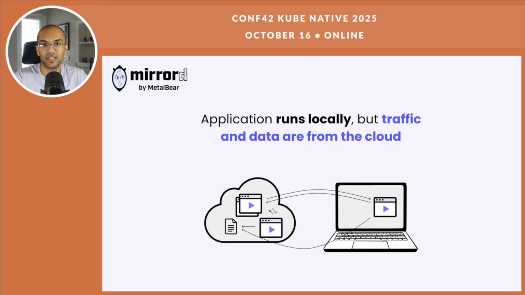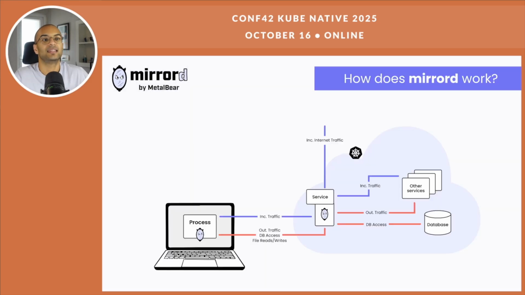With Mirrord, your application runs locally, but the traffic, the file system, the environment variables, all of that gets mirrored from the Kubernetes cluster. So your local process thinks that it's running on the cluster, whereas actually it's still running on your local machine. This way, you're able to test in a realistic environment without provisioning more environments or without having to wait 15-20 minutes for your code to get deployed to a staging or dev environment. This diagram here should give you a better idea of how this works.